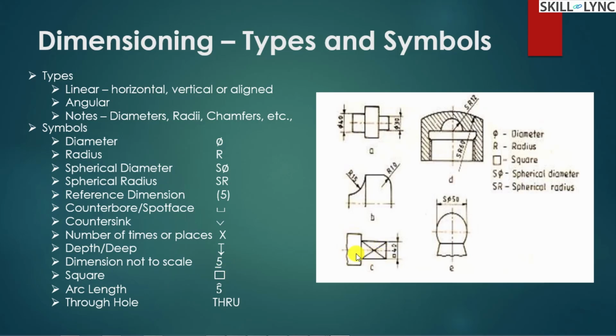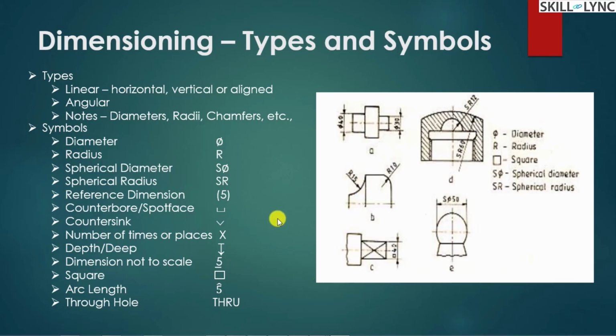You can see in this example, this face is going to be 42 units in dimension, and that is a square element. So this is your square symbol. Next, if you are indicating the length of an arc, you type the dimension and place a caret symbol above it. Next, suppose you are mentioning that a hole is a complete through element, whatever the length between the two surfaces may be, the hole is drilled throughout this length. So that is your through symbol.